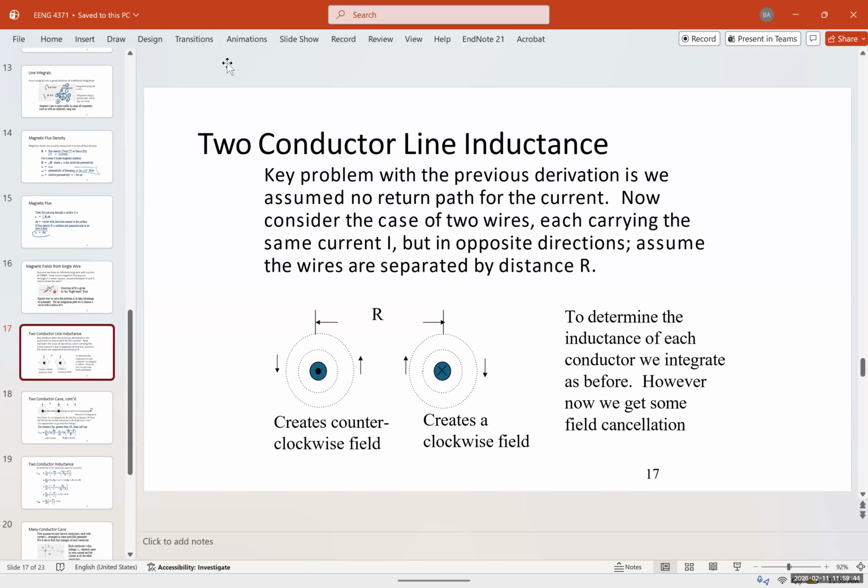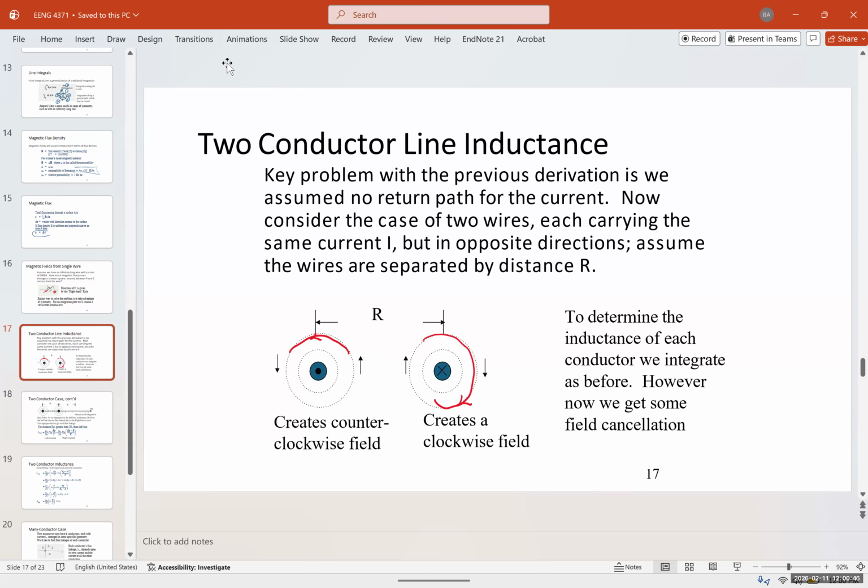Now, the key problem with the previous derivation is we assume no return path for the current. Now we consider the case of 2 wires, each carrying the same current, I, but in opposite directions. Assume the wires are separated by distance r. So the one on the left creates a counterclockwise field, and the one on the right creates a clockwise field. Again, the one on the left, the current is coming towards us, it's outwards. And if you use the right-hand law, the thumb is going to be the direction of the current. Then you can see the magnetic field is going in this direction. And the one on the right, the current is going inside, and according to the right-hand law, the magnetic field is going to be clockwise.